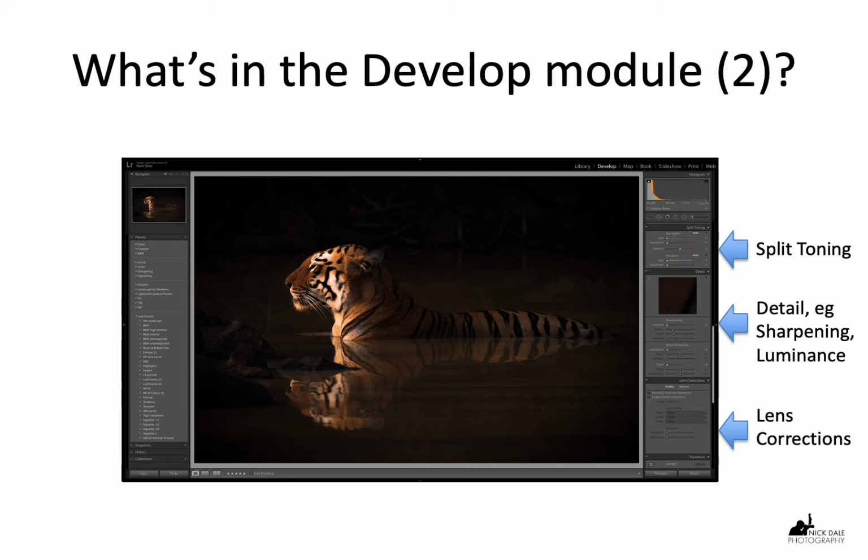Underneath split toning is the detail panel, and there is a thumbnail there, so you can see at a zoomed level exactly what you're doing to a particular part of the image. You can simply click on it or click and drag to get to the right bit. But beneath that you get various different options for controlling the sharpening and noise reduction, or luminance as they call it.